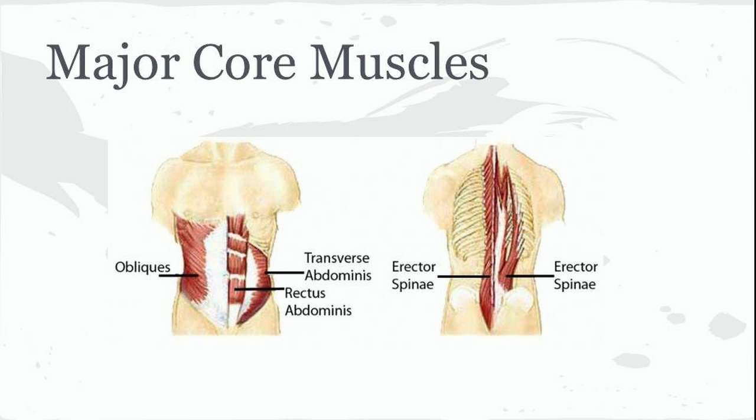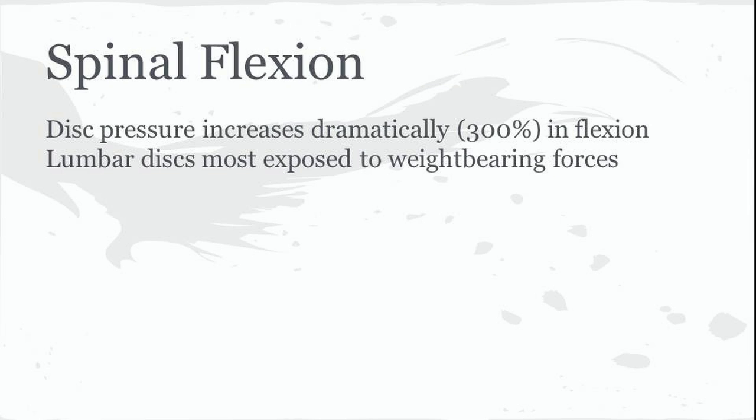To make up for the structural weakness, the spine relies on a group of muscles known as the core to stabilize and stiffen the spine on demand. Specifically, it is the flexion of the spine that causes damage to the annulus. Research shows that when the spine is flexed in any direction, the intervertebral disc's internal pressure increases dramatically, up to 300%, and is at its weakest in terms of load tolerance.